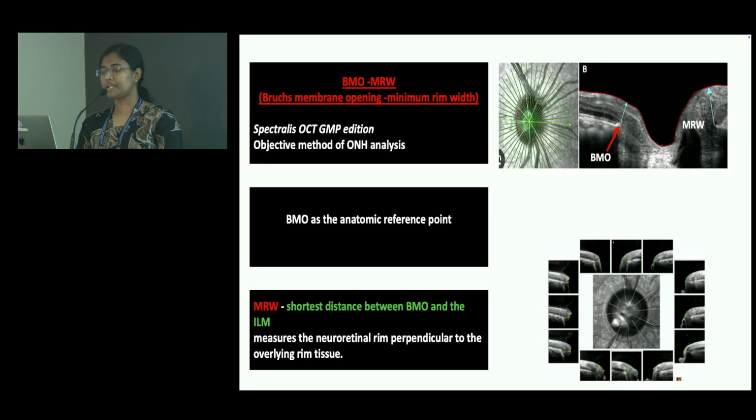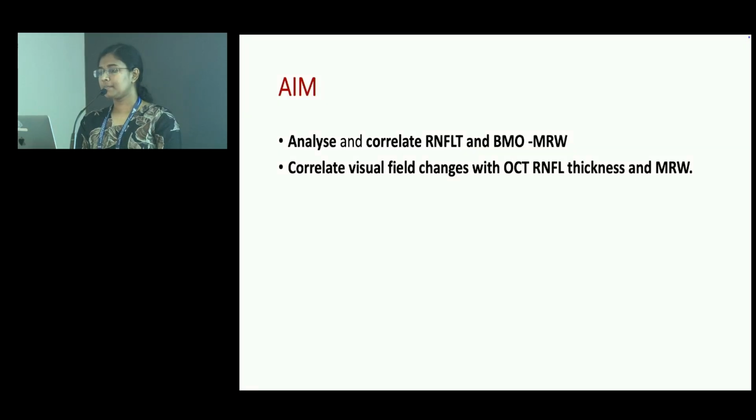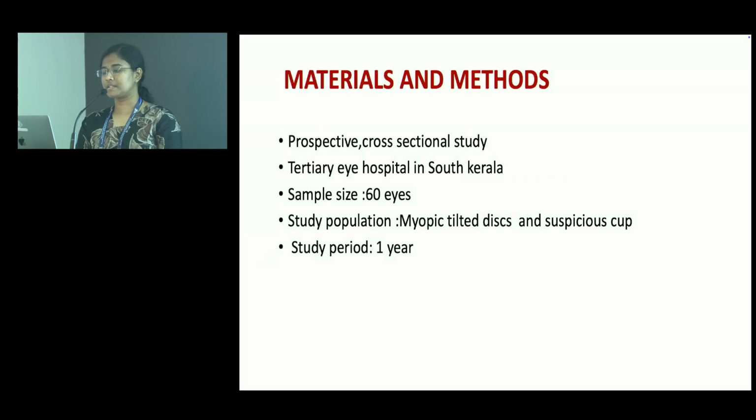Spectralis OCT GMP edition has a newer objective method of optic nerve head analysis, that is Bruch's membrane opening minimum rim width assessment. Here minimum rim width is the shortest distance between Bruch's membrane opening and internal limiting membrane and measures the NRR perpendicular to the overlying rim tissue. The aim of the study is to analyze and correlate RNFL thickness and BMO-MRW and to correlate the visual field changes. This is a prospective cross-sectional study done in a tertiary eye hospital in 60 eyes with myopic tilted disc and suspicious cup over a period of 1 year.